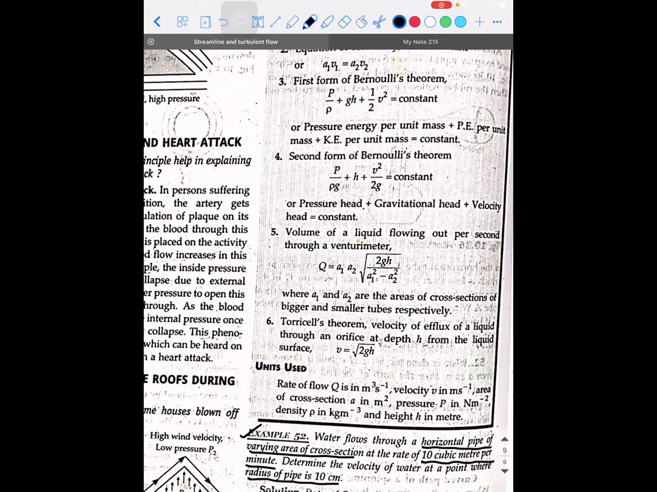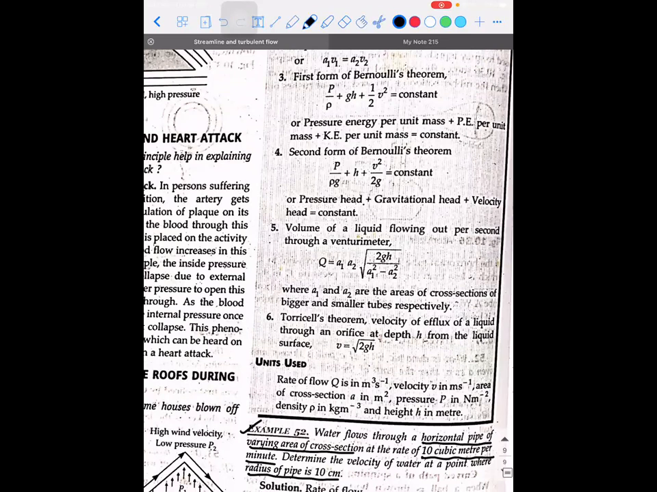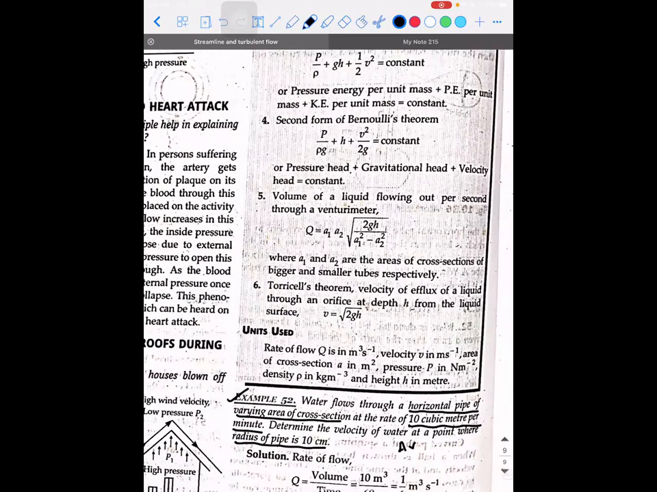Okay, just now I told you what is rate of flow of liquid. It is volume flowing per unit time. But volume flowing is area into velocity per unit time. That's it. So they have given you area into velocity at a particular point. So A1 into V1 is how much?